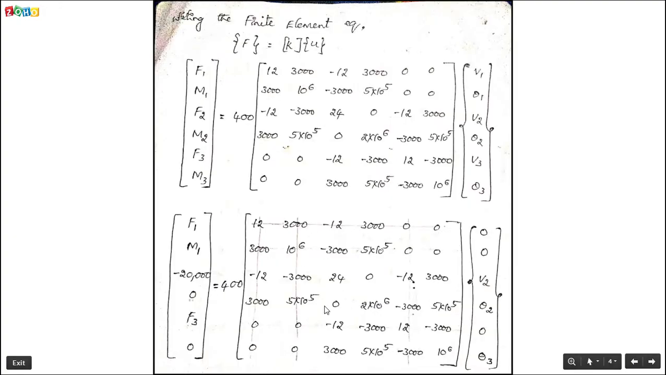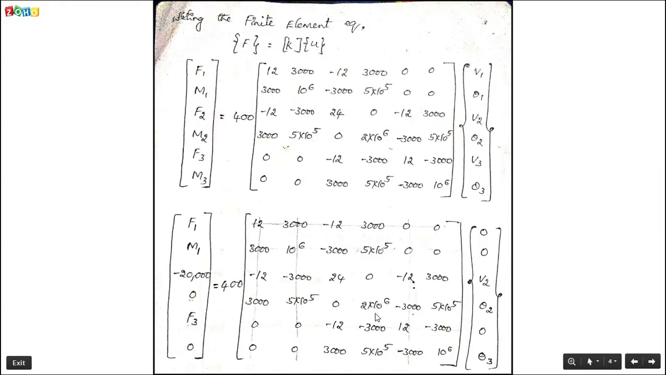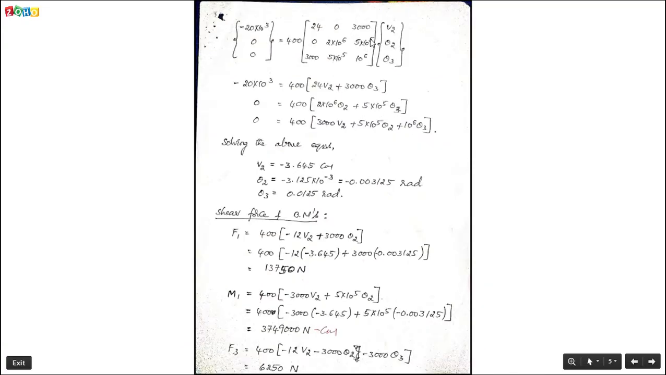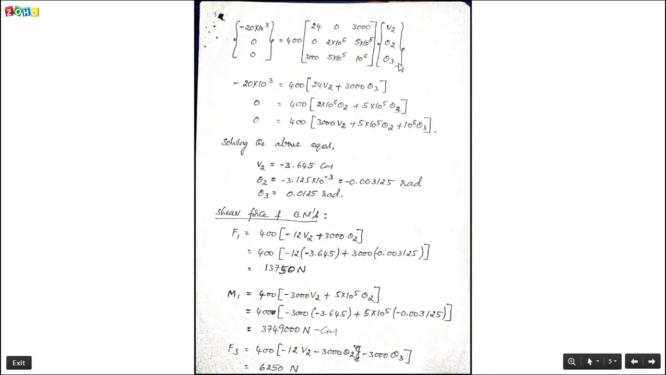So what we have here: 24, 0, 3000; 24, 0, 3000. Next: 0, 2 into 10 power 6, 5 into 10 power 5. Next, the fifth row: 3000, 5 into 10 power 5, 10 power 6. Then the unknowns are V2, theta 2, theta 3, which we write here. Now I have to apply the equation.